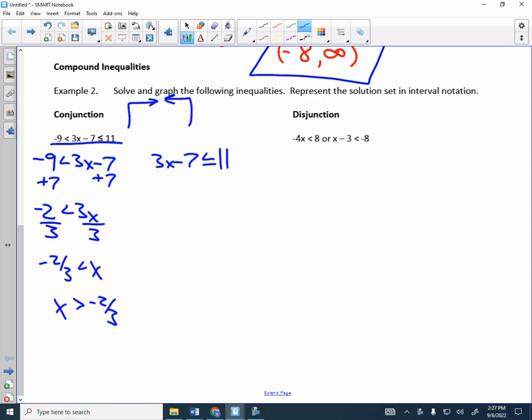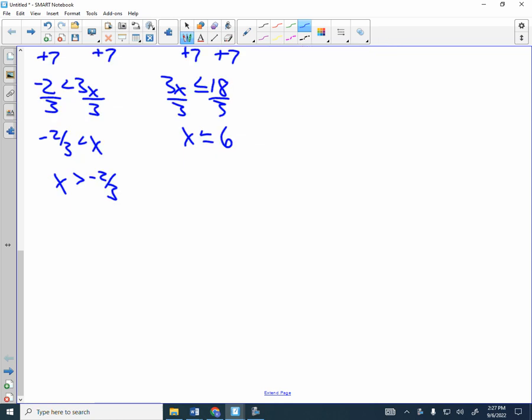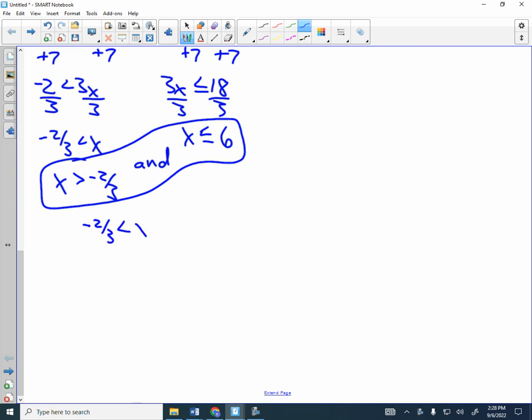The next one, I add the 7. And I get 3x is less than or equal to 18. Divide by 3, and I get x is less than or equal to 6. So, if you were to write this as a true inequality, you would write x is greater than -2/3 and x is less than or equal to 6. The way that the book would write it and I would write it is -2/3 is less than x, which is less than or equal to 6. That is truly the conjunction, the representation of the inequality in one format.